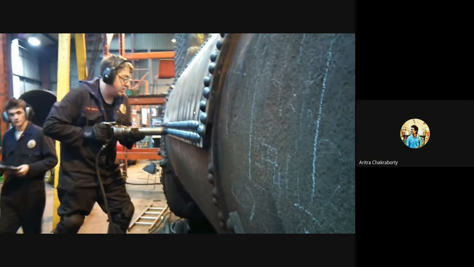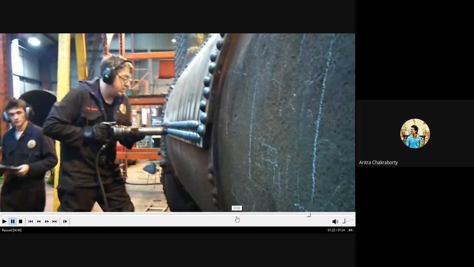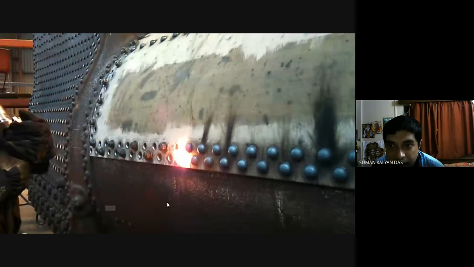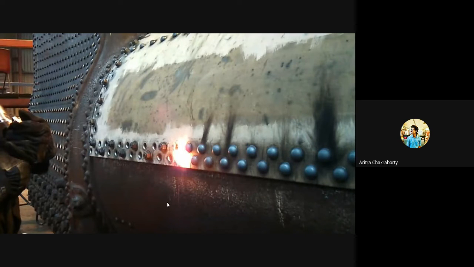Sir, I have a question, sir. Here we can see that most of the part is covered with riveted joints, but if you can replay it a bit earlier, we have seen some bolted joints as well. Here. So that means in the boiler, both bolted joints and riveted joints are present.